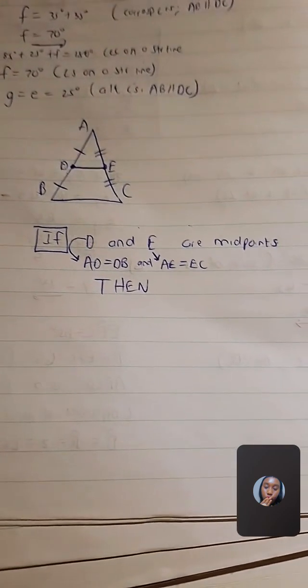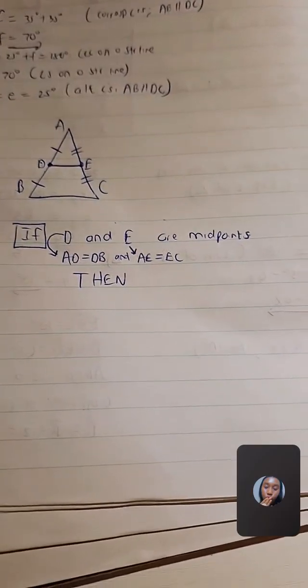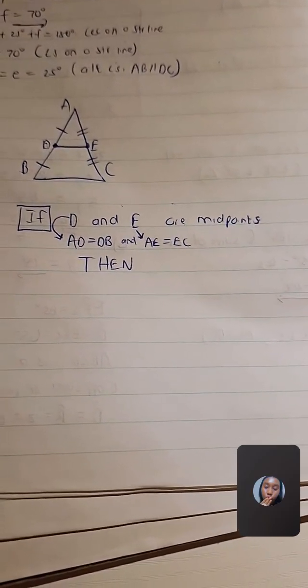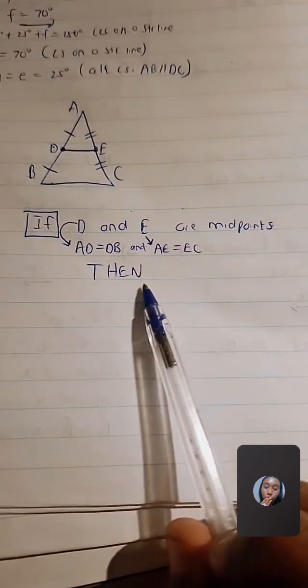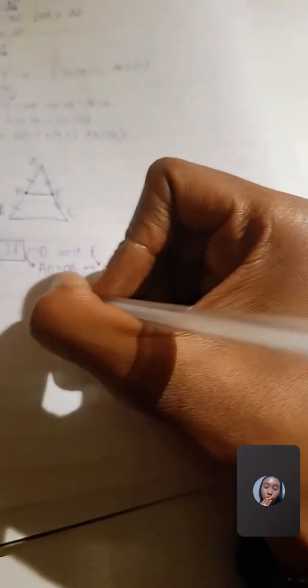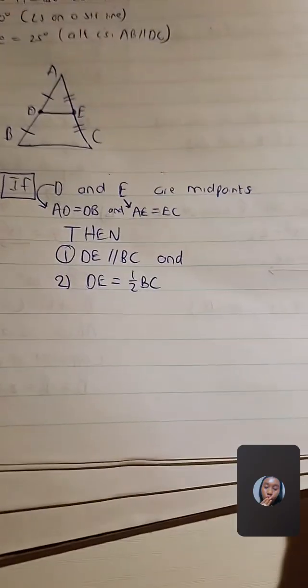Now listen guys to the then part. The then part. Then two things. One, DE is parallel to BC, and two, DE is equal to half of BC.